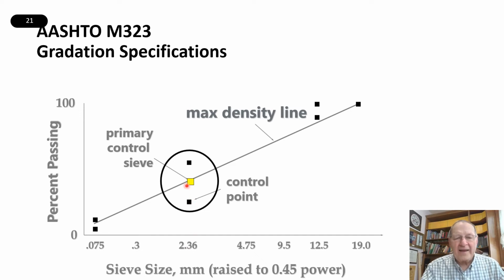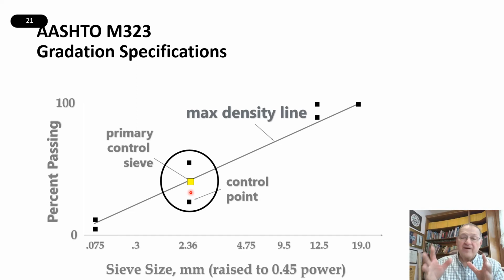Now, why did they decide to put this primary control sieve on that maximum density line? Let's look at, and I think for a 12.5 millimeter nominal maximum size, this is around 40%. So if I had a gradation that is 35% passing the 2.36 millimeter, it means that 65% of the material is bigger than that, 35% is smaller.